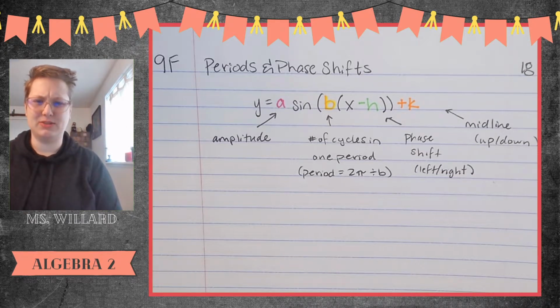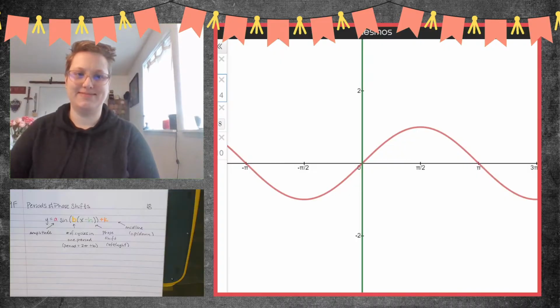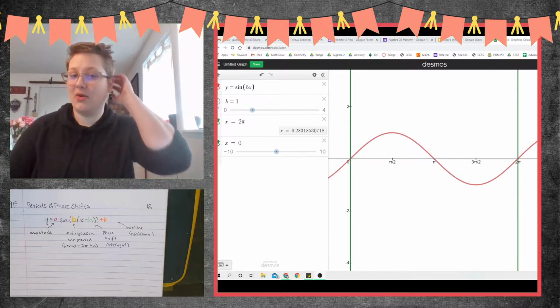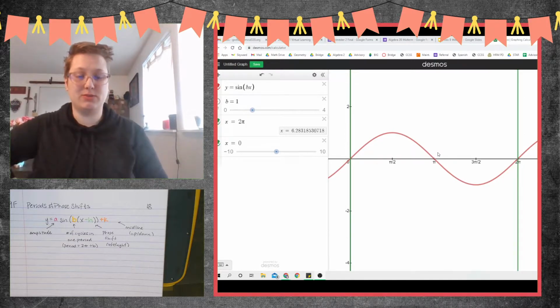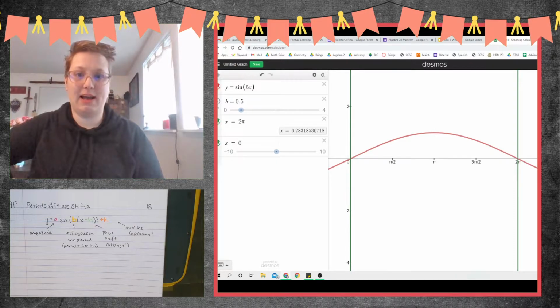Let me show you pictures. Okay, so I'm going to switch them. Here's B. All I have here is the period length. So from 0 to 2 pi, that's 1 period. You can see it's 1 swoosh when B is 1. If I move B to a half, I need to do half of the swoosh between 0 and 2 pi.